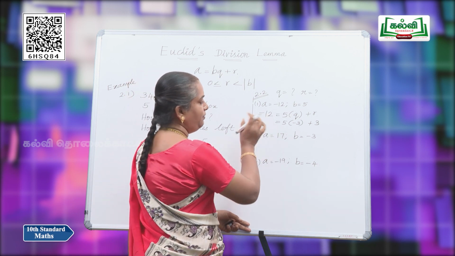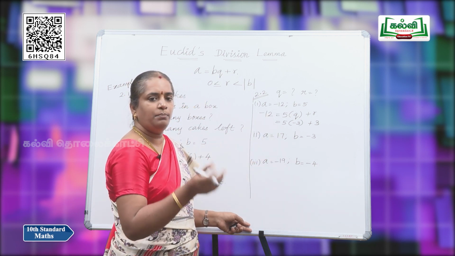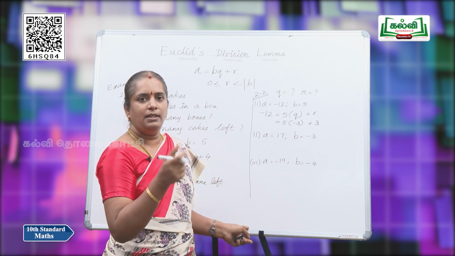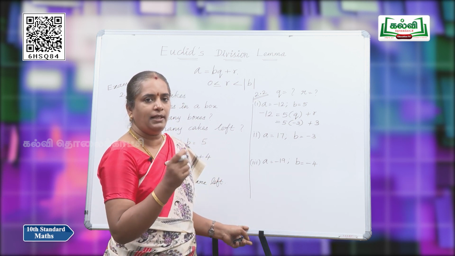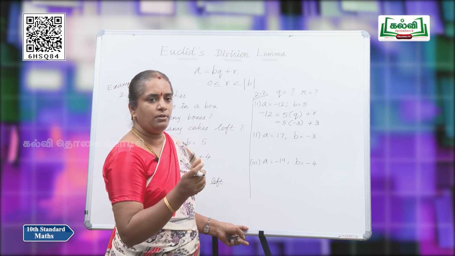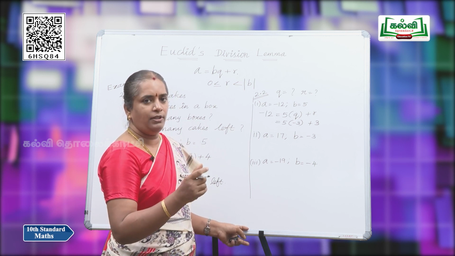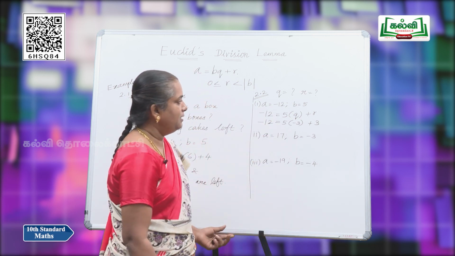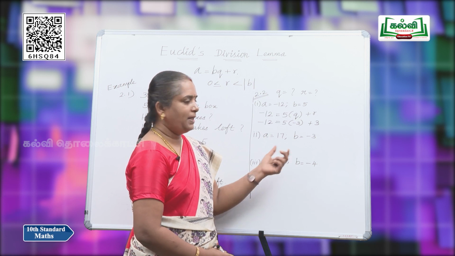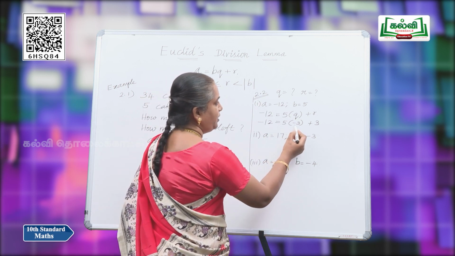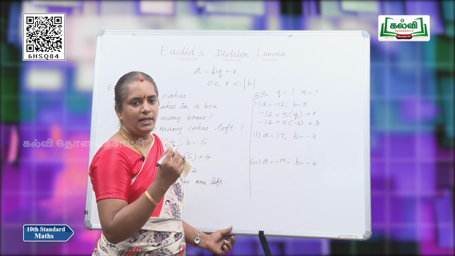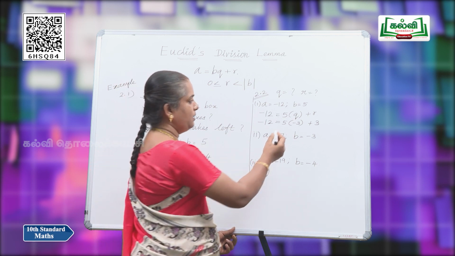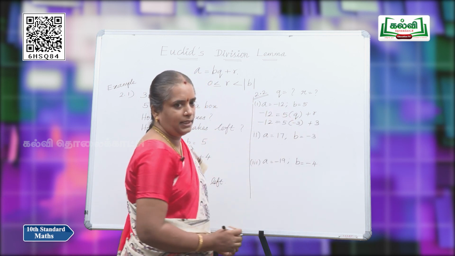So, for a negative number, we have to get the more negative value as bq, because more negative means the value is less than a. Always bq should be less than or equal to a, keep that in mind. So, minus 12 can be split as 5 into minus 3 plus 3. So, in the place of q we have minus 3 and in the place of r we have 3. So, these are the answers. Here q is minus 3 and r is 3.